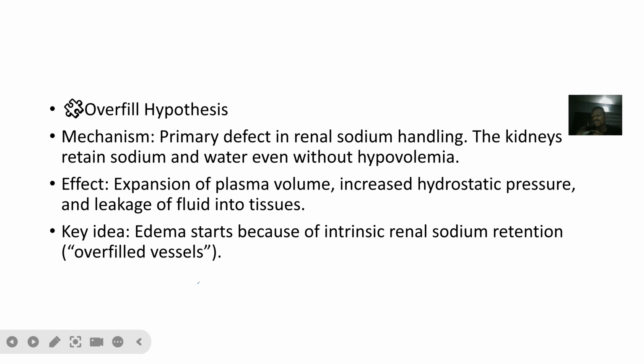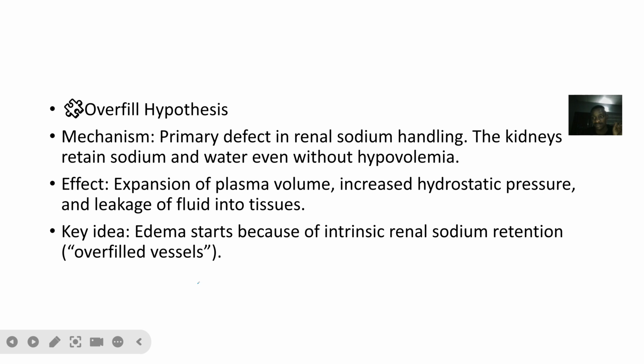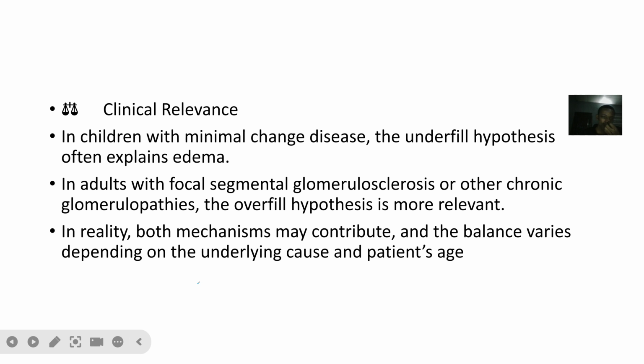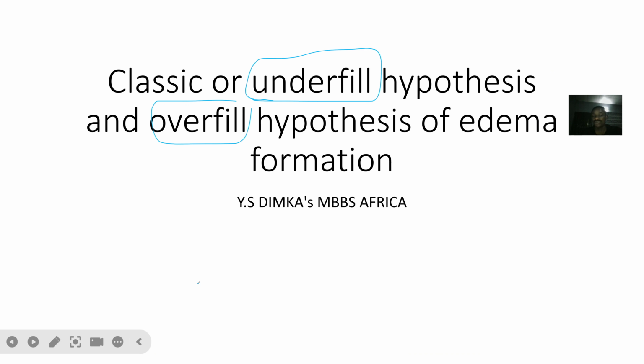Okay. So this one is trying to say that the swelling started not because you were losing too much protein first of all, but because there were some malfunctions in the kidneys first of all. So in children with minimal change disease, the underfill hypothesis often explains edema. In adults with focal segmental glomerulosclerosis, the overfill is better. But in reality, the two mechanisms can occur at the same time. Okay, so this is what we have for these two hypotheses.